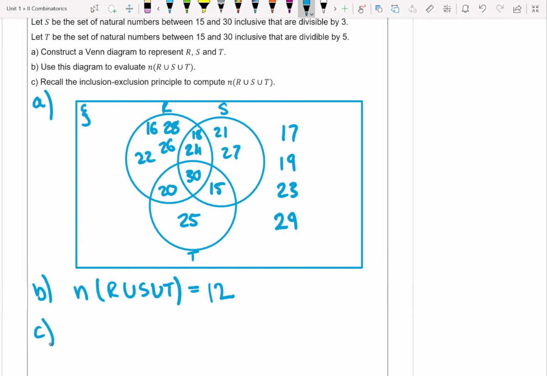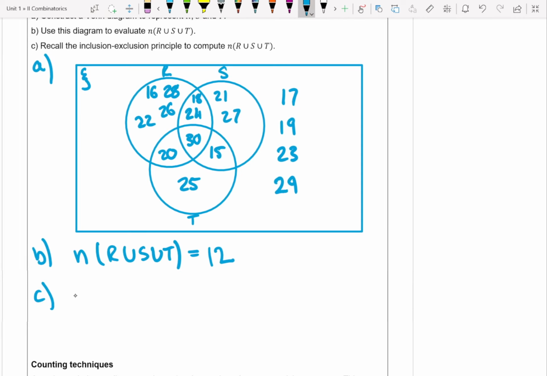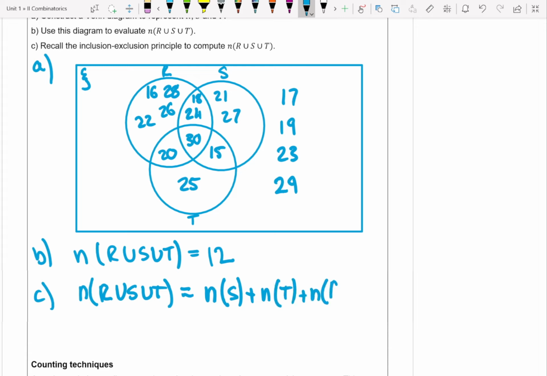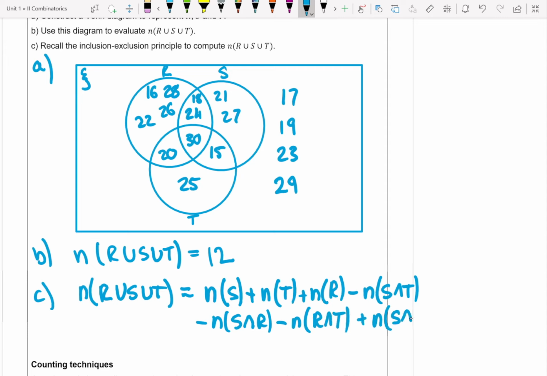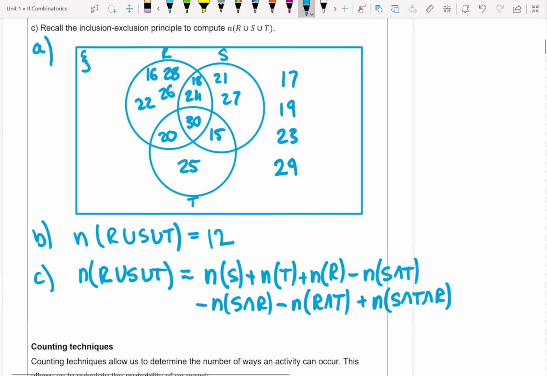So part C is applying the inclusion-exclusion principle. Same process, we're looking for the number in this union, but now we're splitting it into the number in S plus the number in T plus the number in R, minus the number in the intersection of all of the pairs, but then adding back the intersection of all 3.